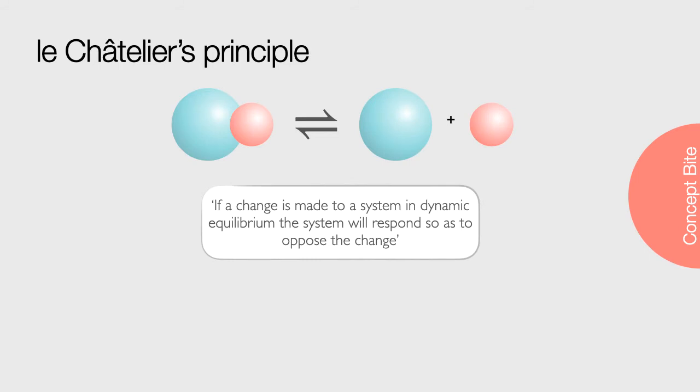You will likely already have met Le Châtelier's principle, which states, if a change is made to a system in dynamic equilibrium, the system will respond so as to oppose the change. What does this mean practically? Well, the only thing that can change the equilibrium constant K is the temperature. So in all other cases, any changes we make will actually cause the activity of reactants and products to adjust such that the equilibrium constant is unchanged.